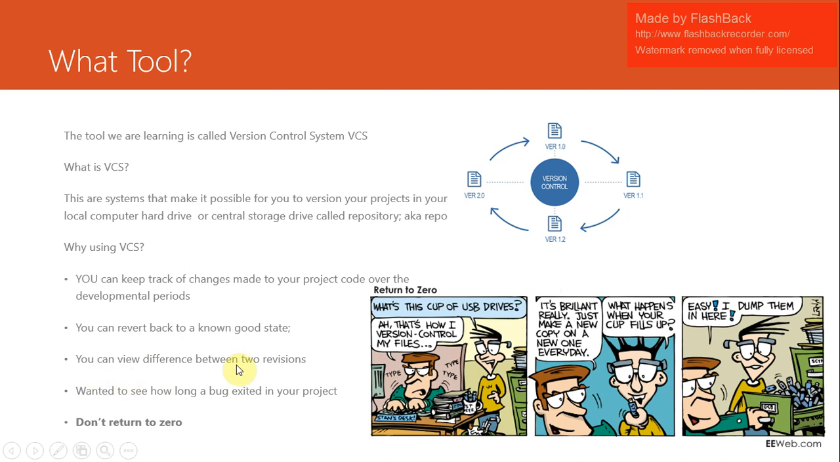Now, you can view the difference between versions. It's possible for me to view the difference between my version 2.0, which was committed, and my version 1.2, which was committed. I can actually view what I have added, what I have changed over time. Now, you want to see how long a bug has existed in your project. VCS offers you that. Probably you want to scroll back to the beginning of time when you started writing that code into that file, and you want to know since when you have been getting it wrong. VCS made it possible.